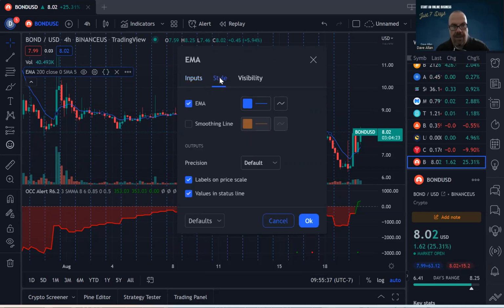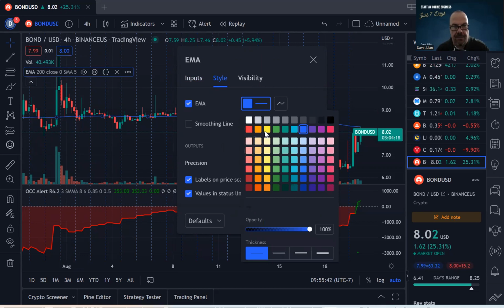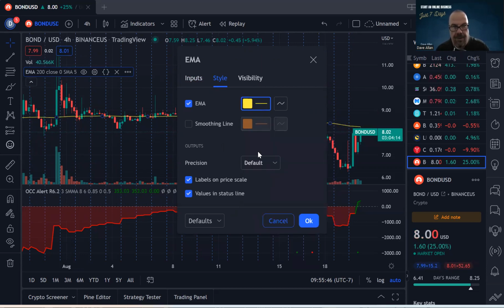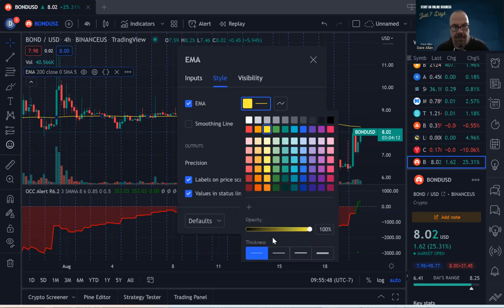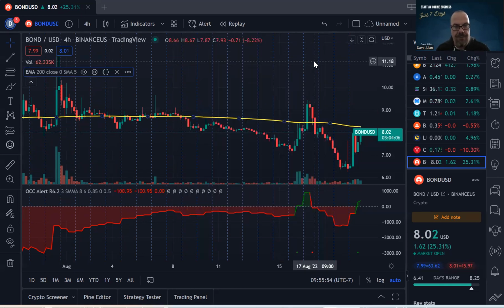And the style, you see that blue line? I don't really like the blue line, so I'm going to change it to a nice bright yellow. I'm going to click on that little line right there, click it again, and I'm going to make it a lot thicker. So boom, we now know what's going on. Now we're going to get out of here. Now we've got this all set up the way it's supposed to be.